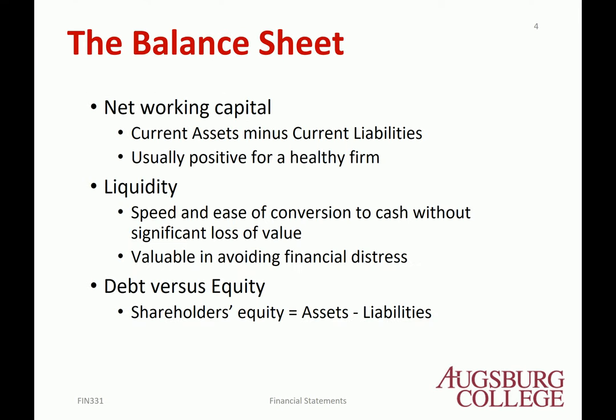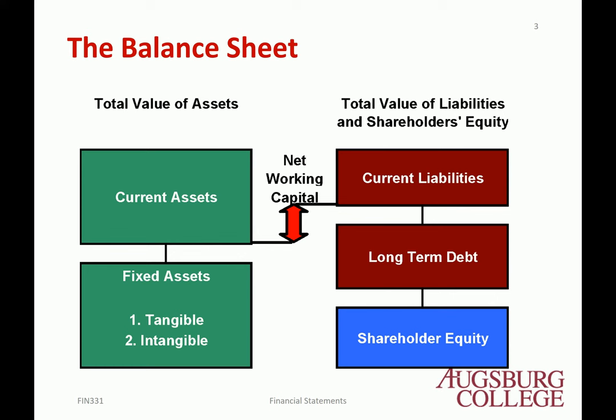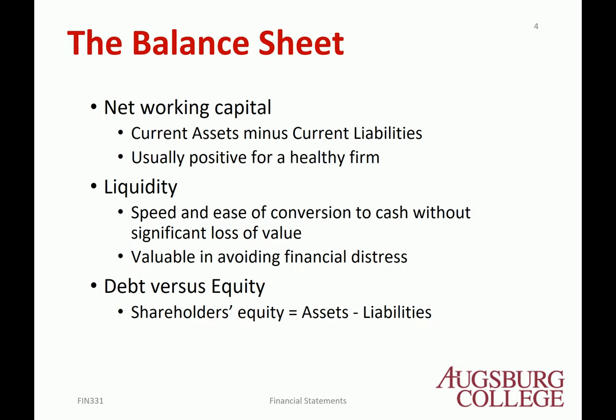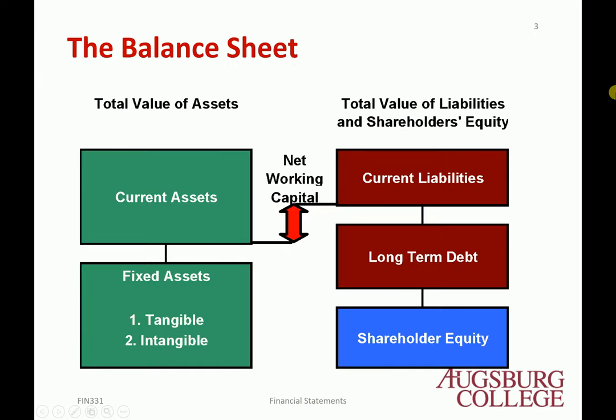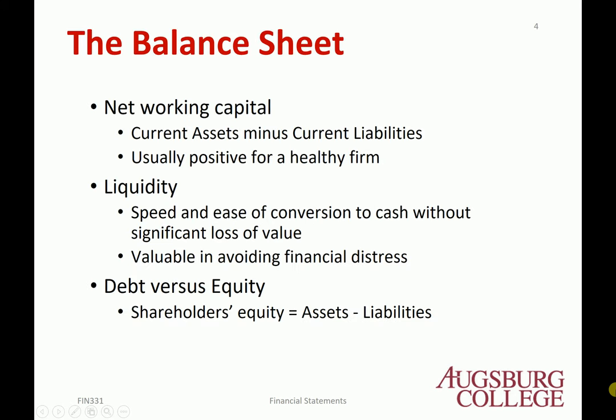And as you see, we also check one important concept called net working capital. Net working capital is the difference between current assets and current liabilities, so it can be calculated as current assets minus current liabilities. It should be positive for a healthy firm, so it is usually positive, as you see here. You have more current assets than current liabilities, so that you have enough assets to pay the short-term debt. If not, then you face a liquidity problem.